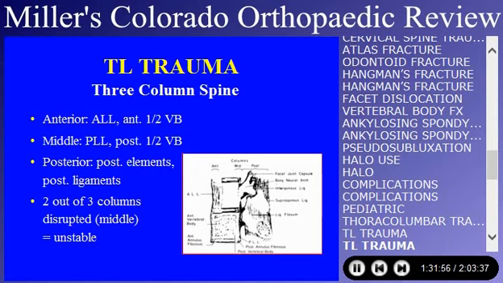If 2 out of 3 columns are disrupted, then according to Denis, you have an unstable thoracolumbar spine. That does not necessarily mean that the patient needs surgery, but it means that the patient needs aggressive treatment. And it also means that the patient is at more risk for a neurologic injury or more risk at recurrence of their neurologic injury should they have one that recurs.